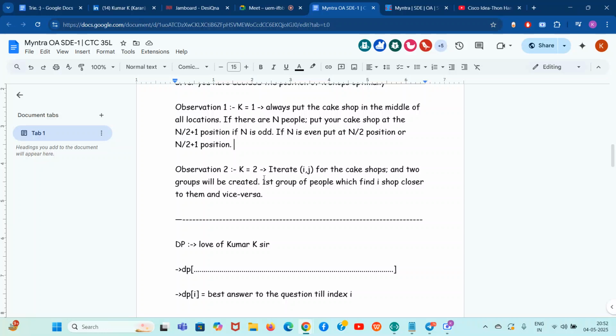For k equal to 2, you can iterate over all the cake shops, or divide the array into two sub-arrays.